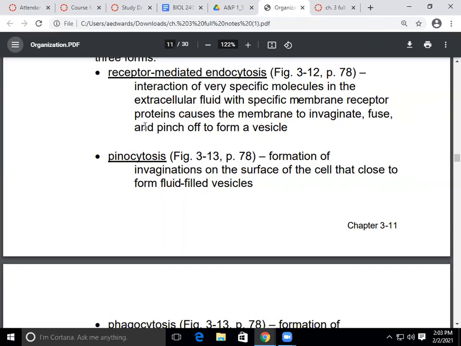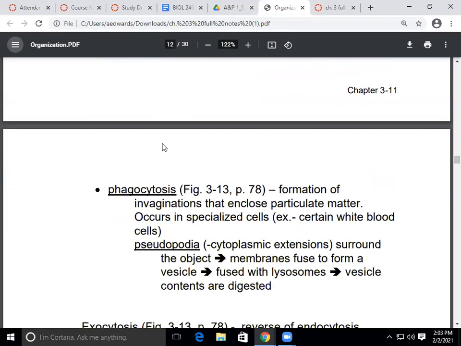Then we have pinocytosis. Pino means drinking. Here you're essentially pinching in and taking in fluid. So, cell drinking. In phagocytosis, phago means eating. Here you're actually taking in matter. This happens in certain cells like white blood cells, because they're helping you fight things in terms of immunity. So they have the ability to take in matter that's not good for you.